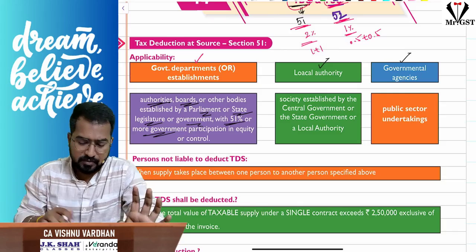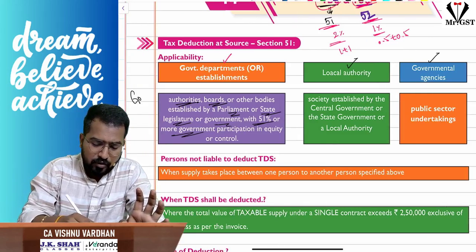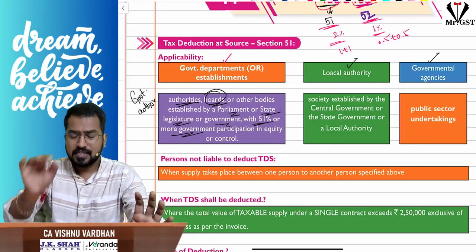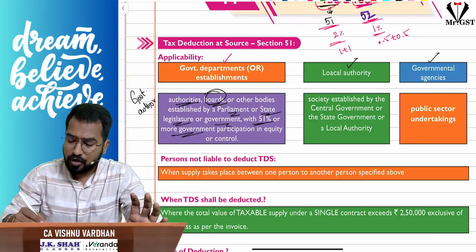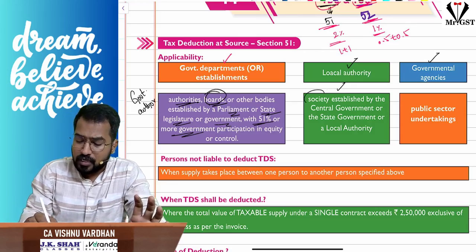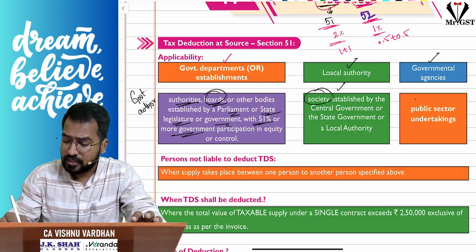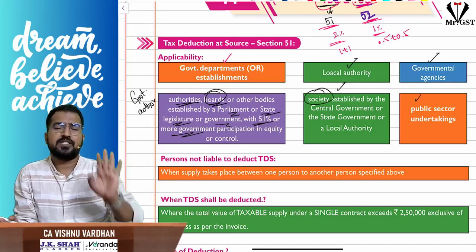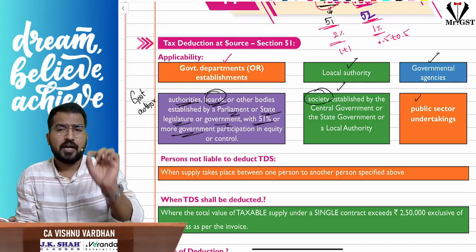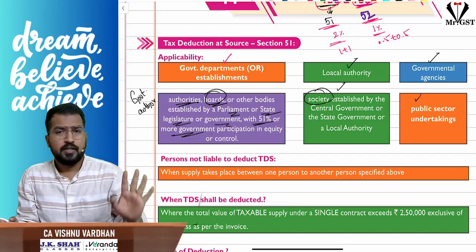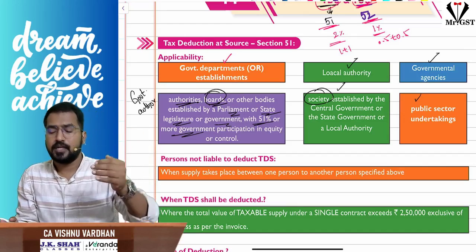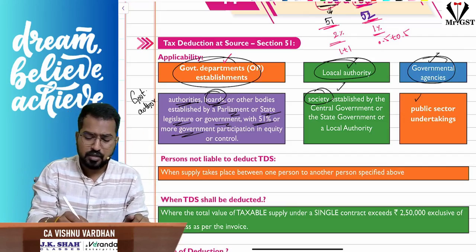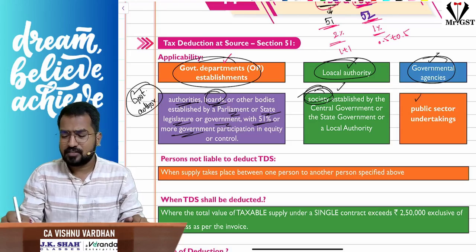So in simple terms we can say it is government authorities or boards. Or we are entering into a contract with government societies, or with a public sector undertaking. I repeat, when will TDS come into picture? You are entering into a contract and the contract value is greater than 2,50,000. With whom? Government departments or establishments, local authorities or governmental agencies, government authorities or boards, government societies or public sector undertakings.